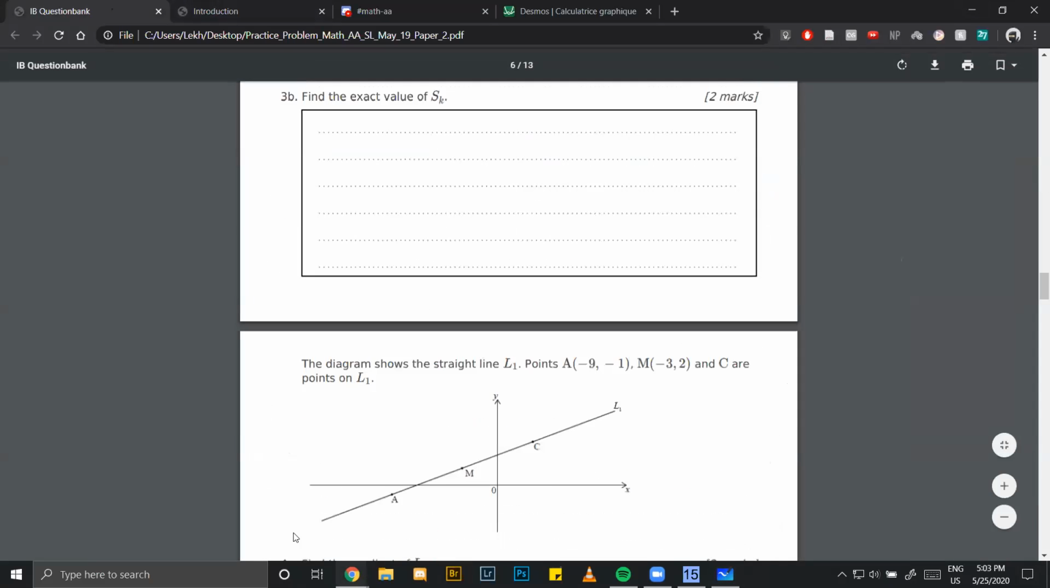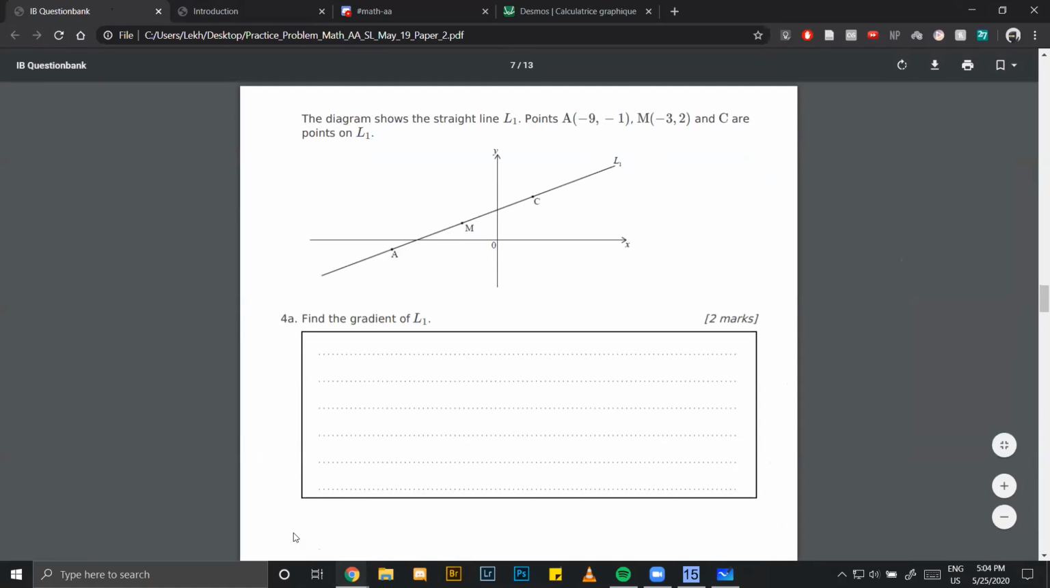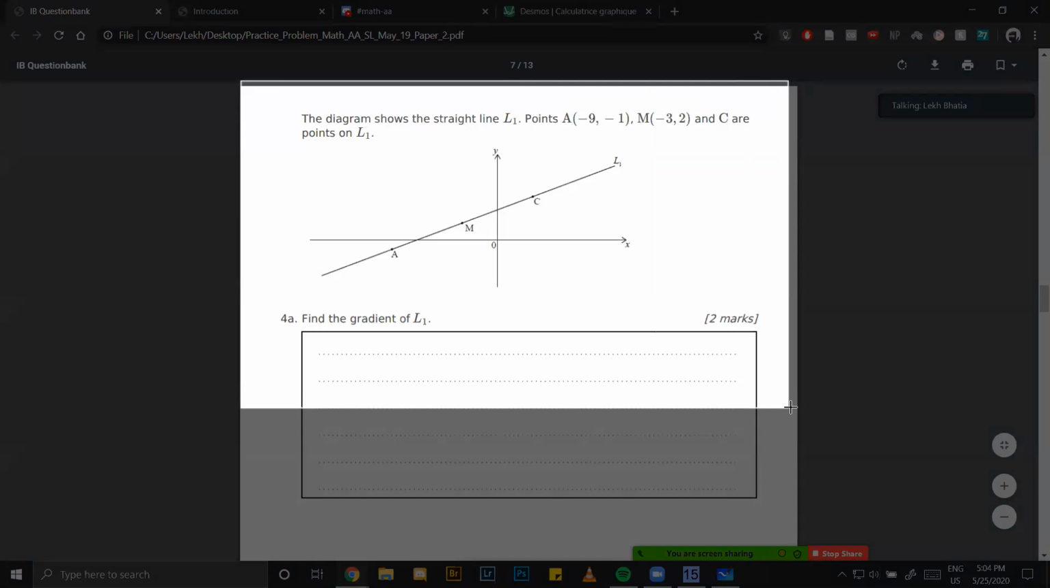That's it for this one. Here's the next question. So finally, we're not looking at sequences and series anymore.